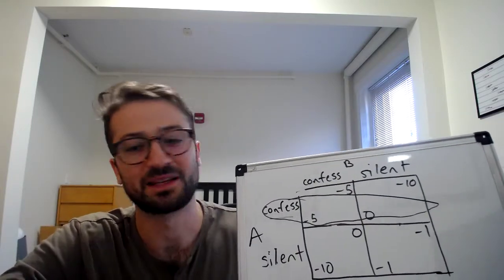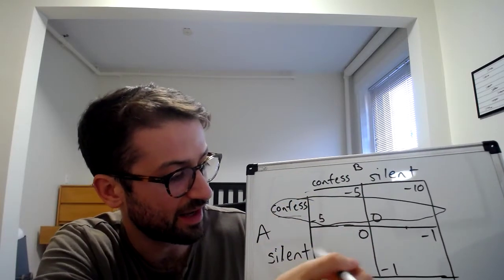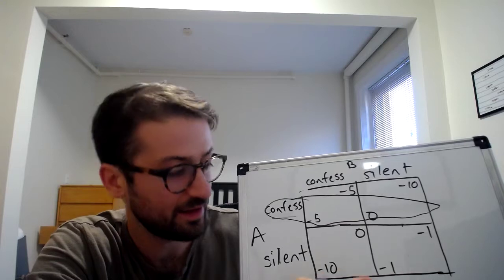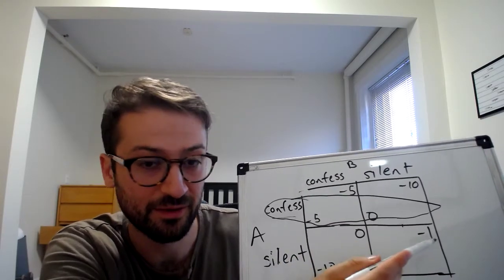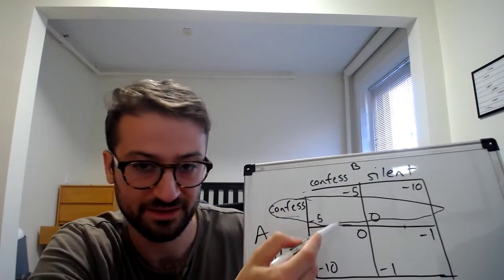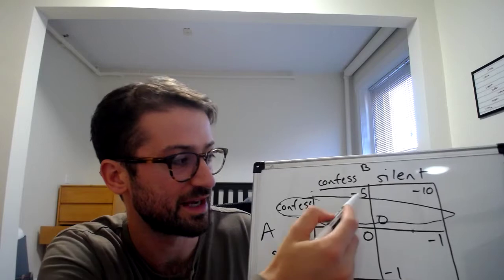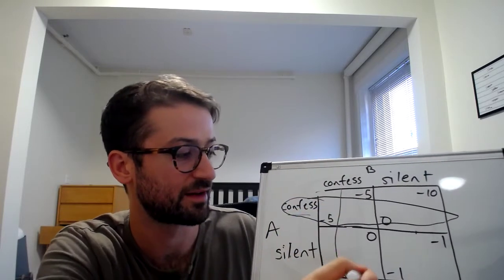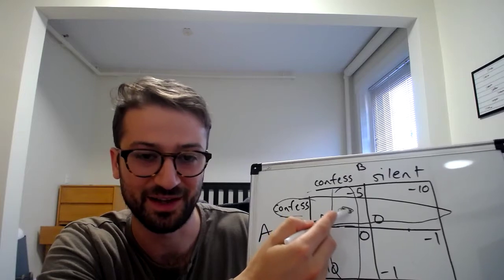Now what about B? It's going to be the same exercise, thinking about what A does. So if A is silent, B gets a payoff of 0 if they confess, and -1 if they are silent. So B is going to confess. And if A confesses, then B is choosing between -5 and -10. They're going to choose -5, so B is going to confess. And you can see where these two overlap is in the confess spot.